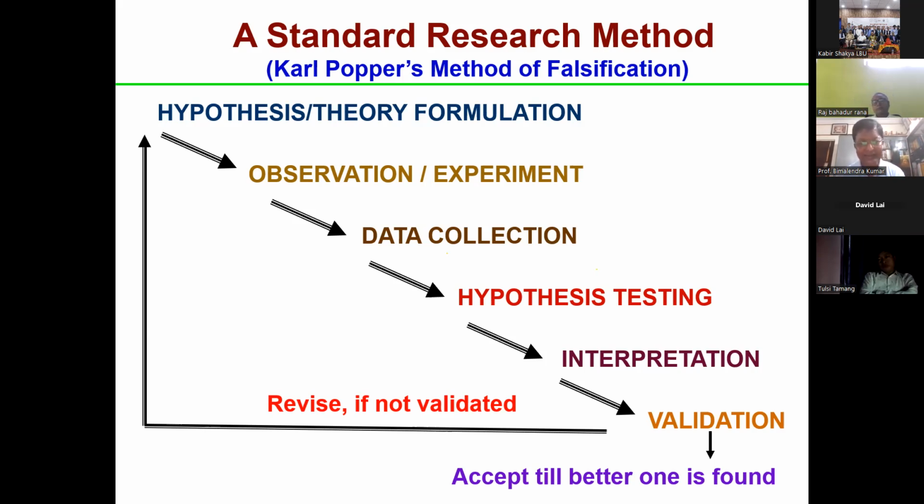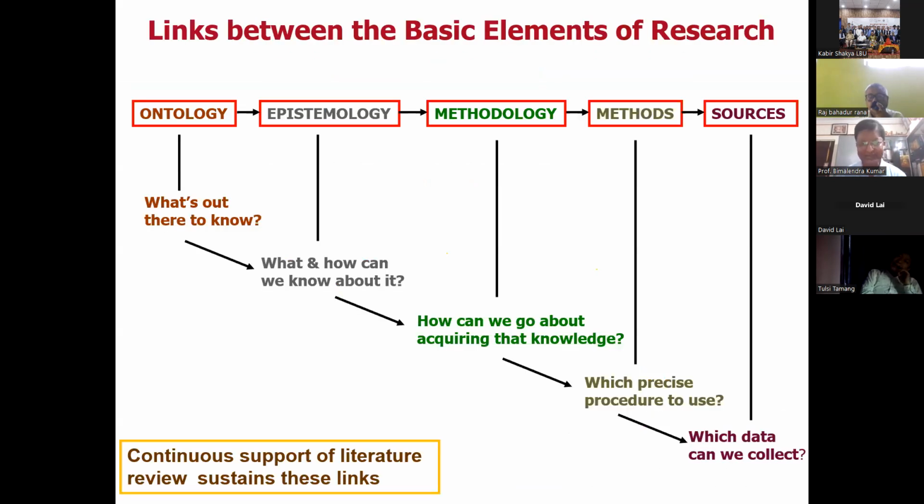So this is Karl Popper's method of falsification: how you are observing some of the ideas or thoughts, and you are not accepting all those things, but you are interpreting in another way, analyzing in another way. This is the chart.